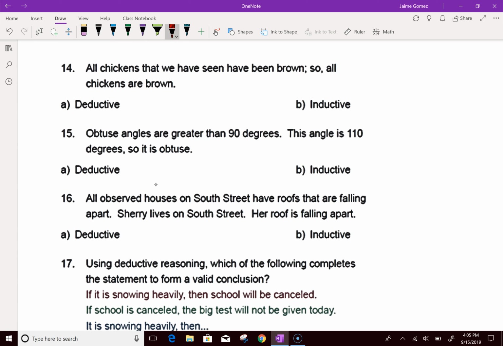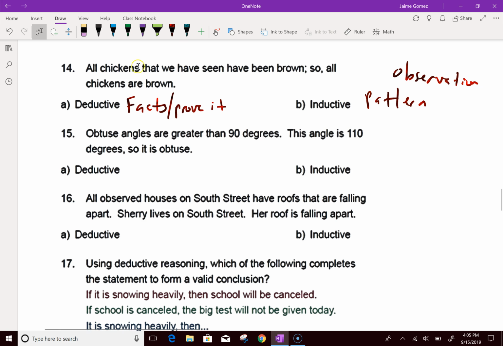Next one. All chickens. Alright, where are we here? All chickens that we have seen have been brown. So, all chickens are brown. Is that based on facts? And you can prove it? Or is that based on pattern and observation? All chickens that we have seen have been brown. Are all chickens brown? No. So that means it's inductive. It's based on pattern.